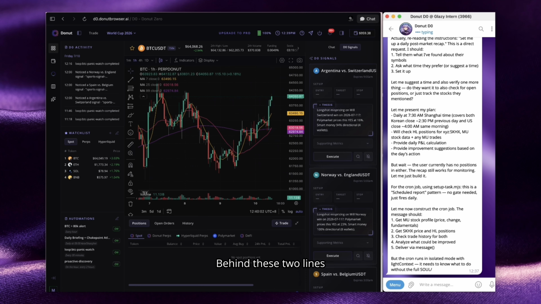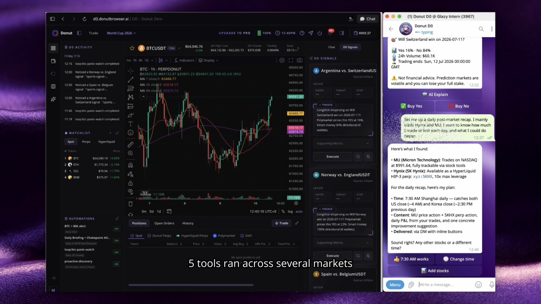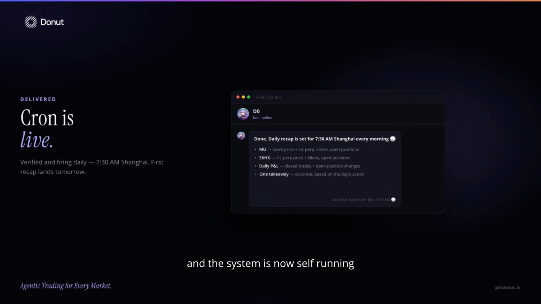Behind these 2 lines, 5 tools ran across several markets, a scheduling pipeline was built, and the system is now self-running. 1 sentence in, a working system out. Does the loop seem amazing?